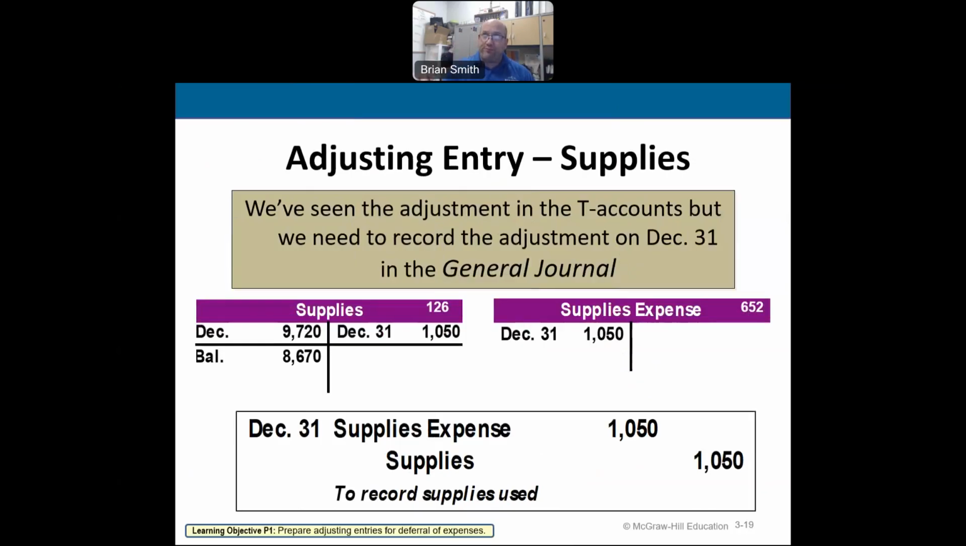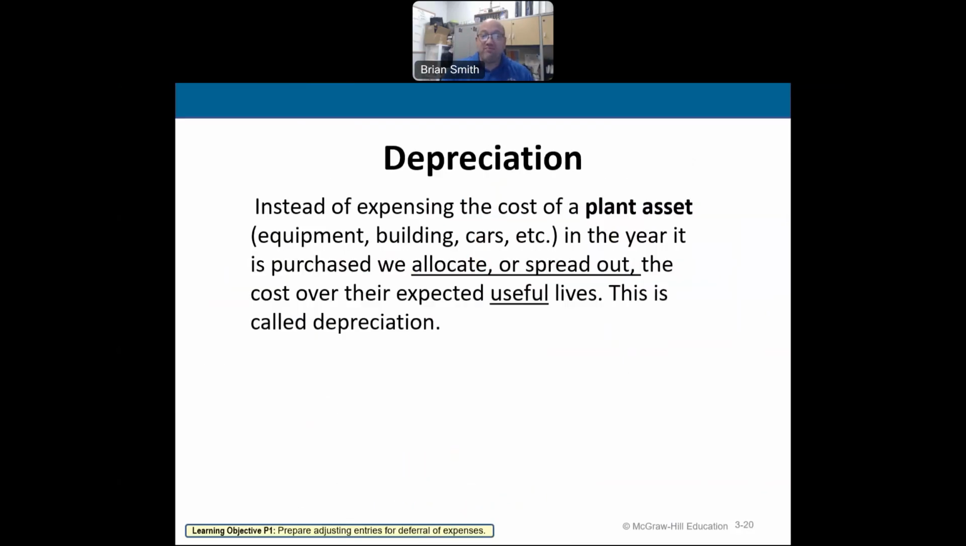How many times did I say R? Sounds like a dog. Anyway, I have two, by the way. Supplies expense. Actually, I forgot what I was going to say, so forget it.